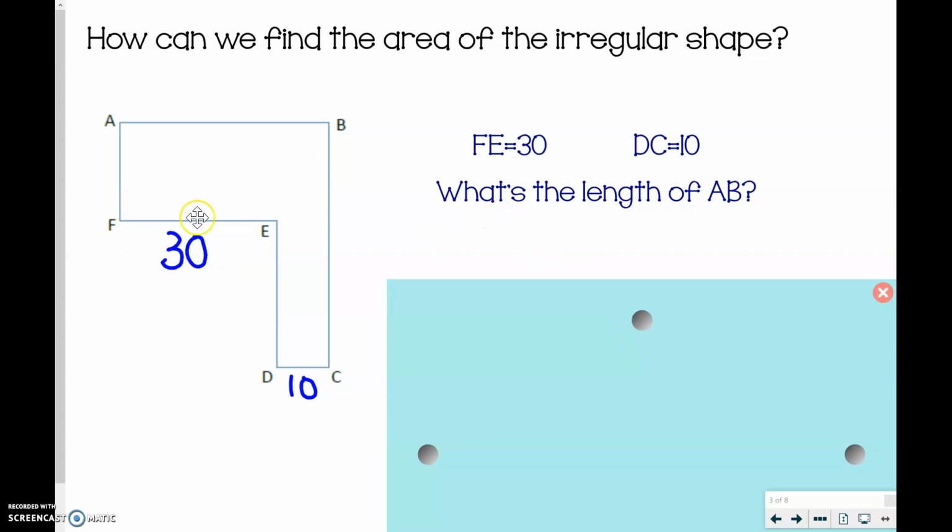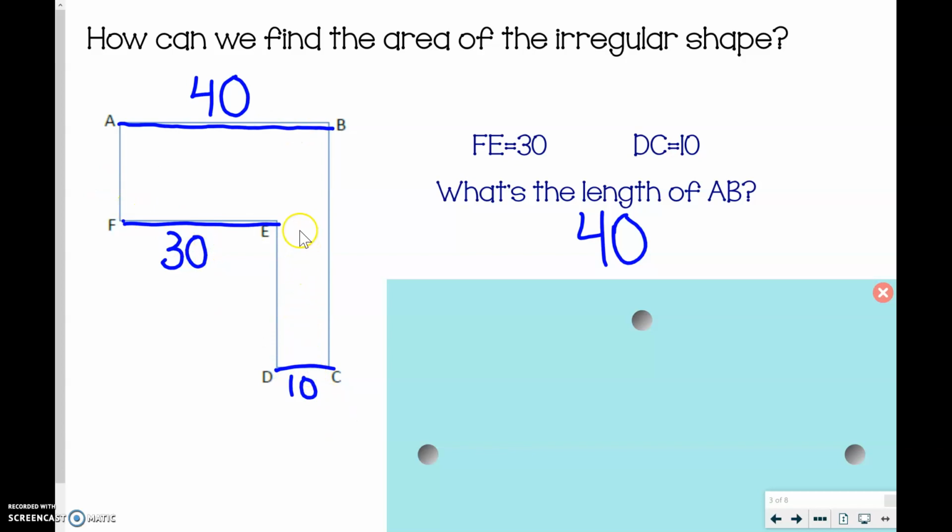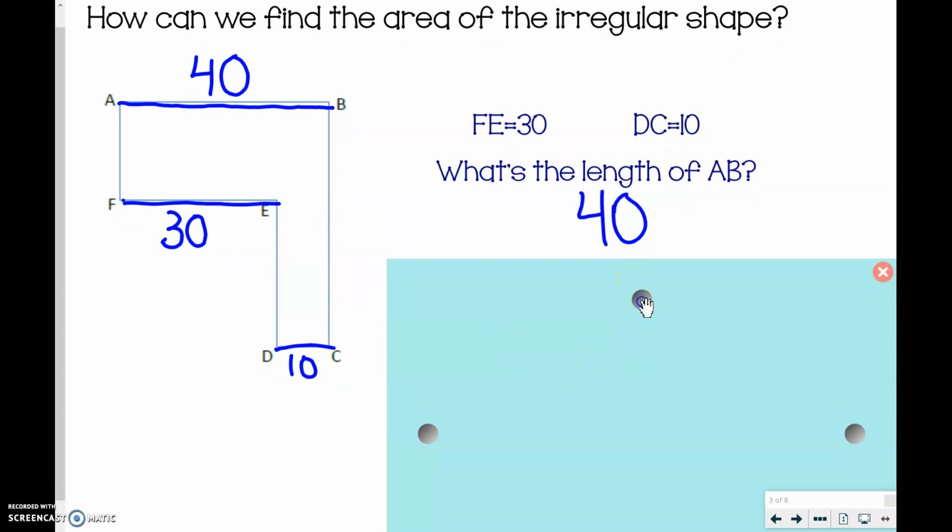Because we know FE and DC, it can help us figure out the length of AB. I can see that AB is the same as FE and DC put together. You see how they take up the same amount of space? So 30 plus 10 gets me 40. So AB must be 40. Go ahead and label that on yours. All I did was figure out that these sides would be the same. If I think of DC up here, connecting this part all the way across, 30 plus 10 gets me 40. So let's try these other measurements.